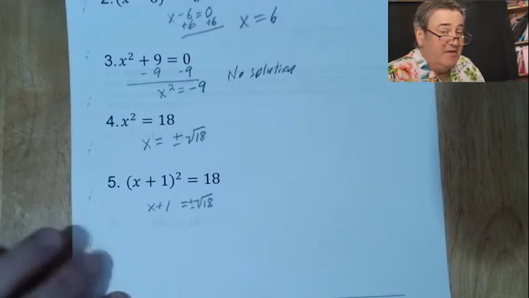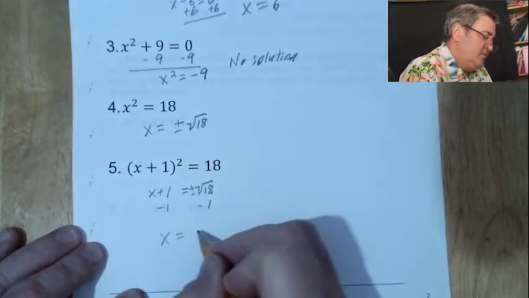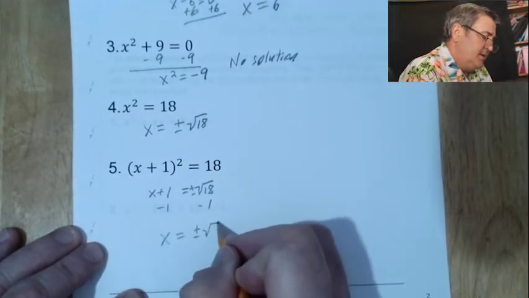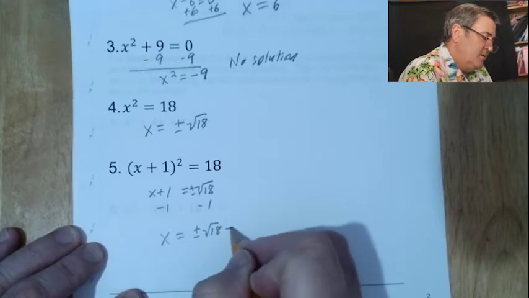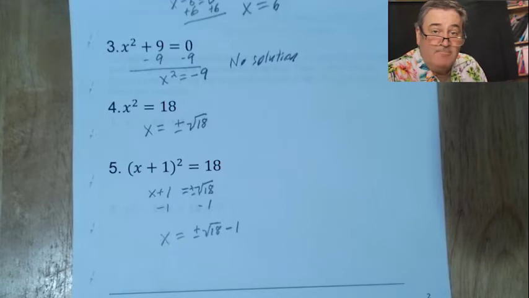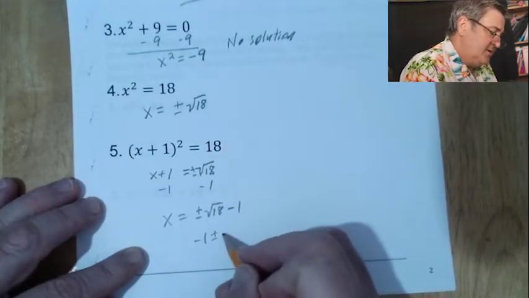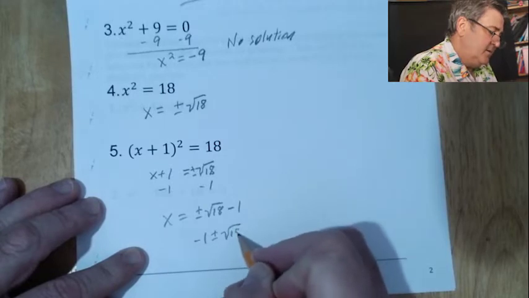We're not there yet. We don't have x equals. Subtract 1. So x equals plus or minus the square root of 18 minus 1 more. We could have written it with the 1 in the front: negative 1 plus or minus the square root of 18.